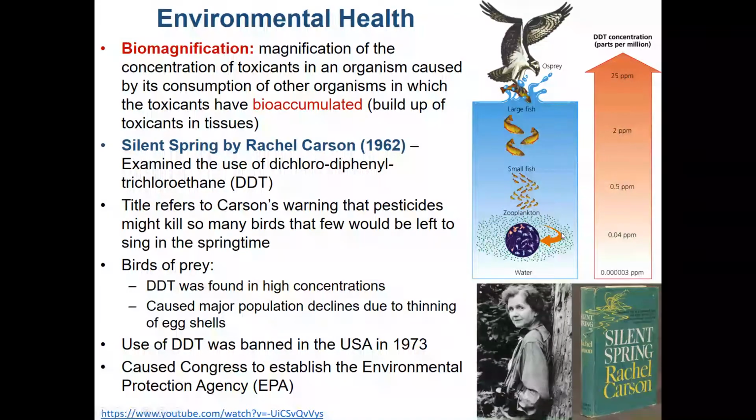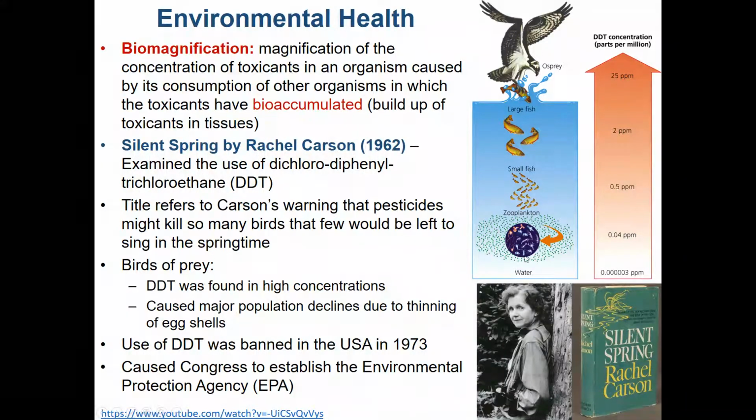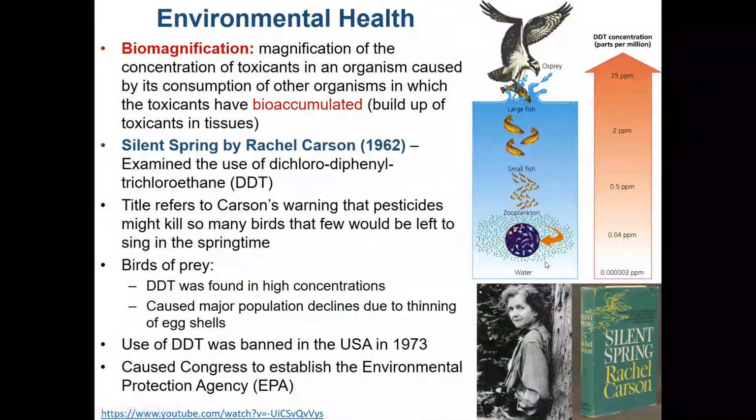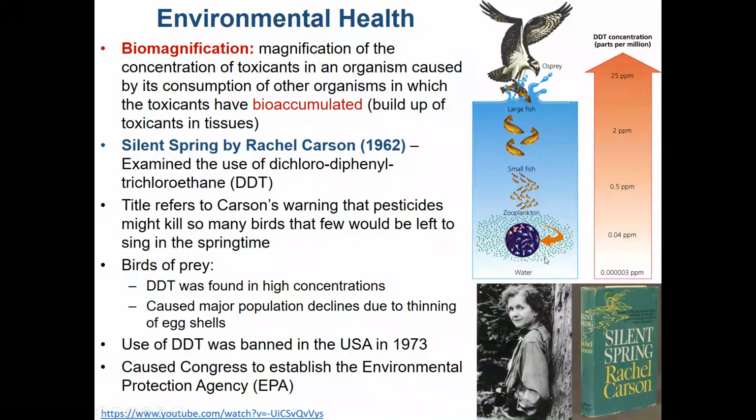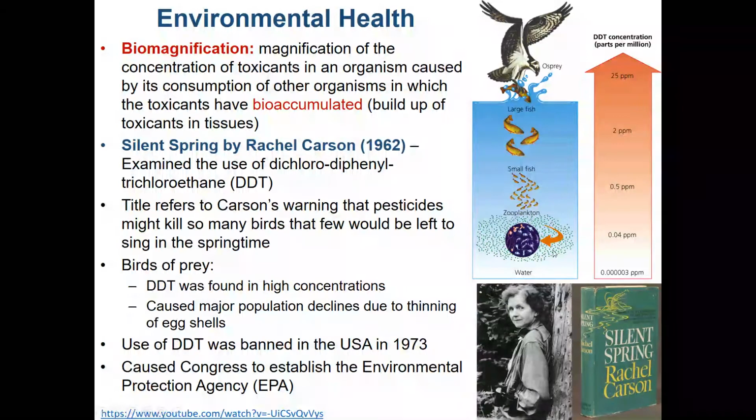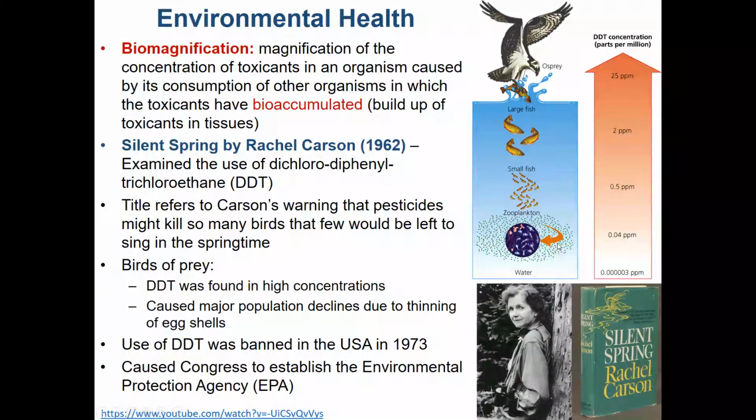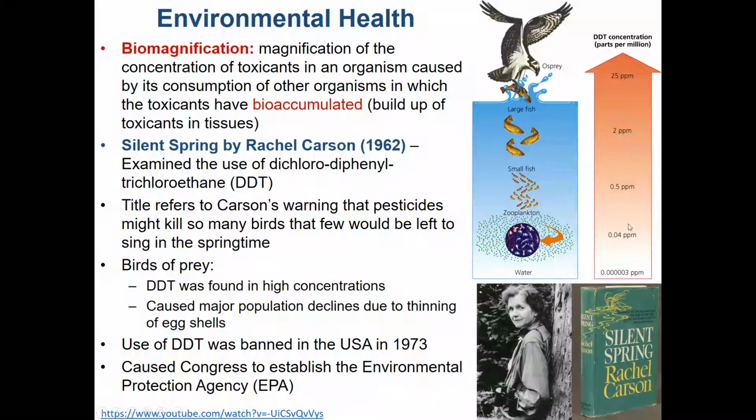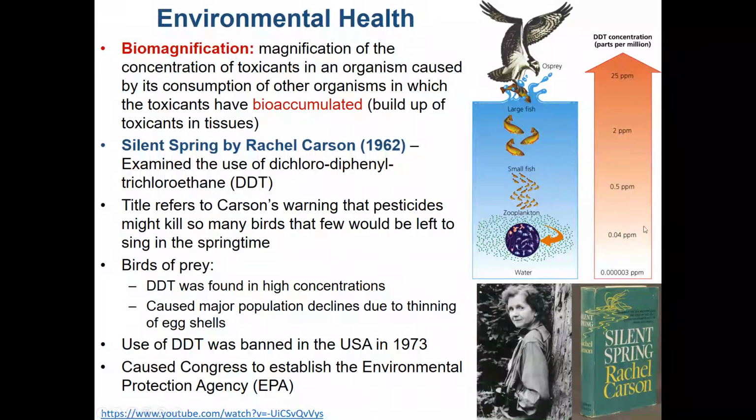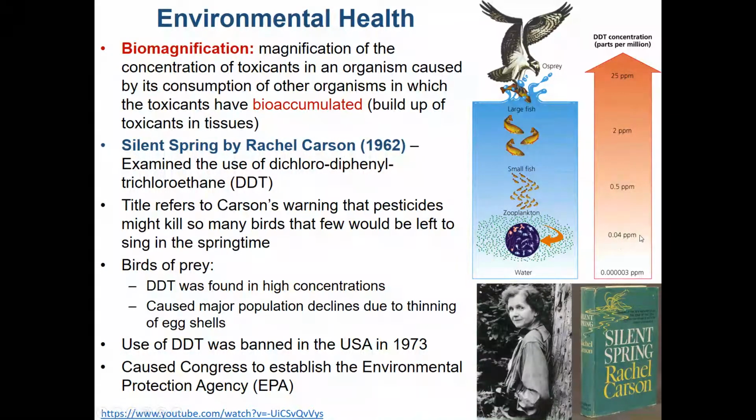Then you have your smallest organisms, your primary producers, and they're taking in water. And so in this example, they're taking in this DDT toxicant, but it's still at relatively low levels. Small fish have to eat many zooplankton to survive. So every time they eat one zooplankton, they're getting a small amount of DDT ingested.